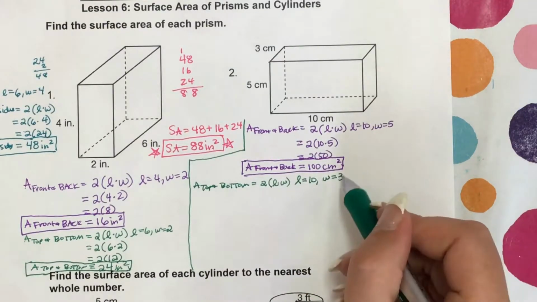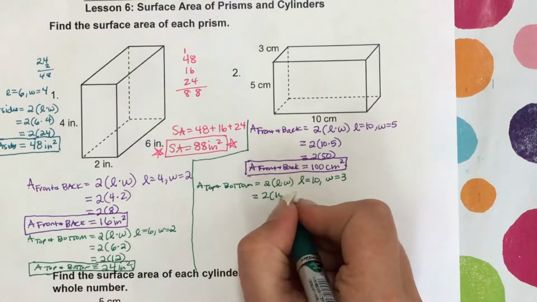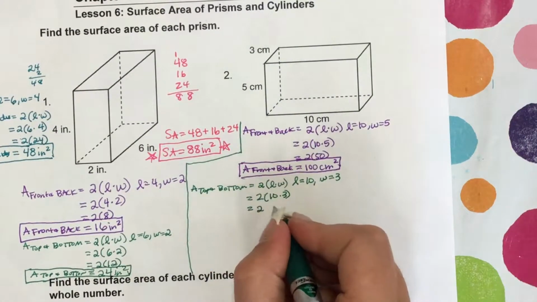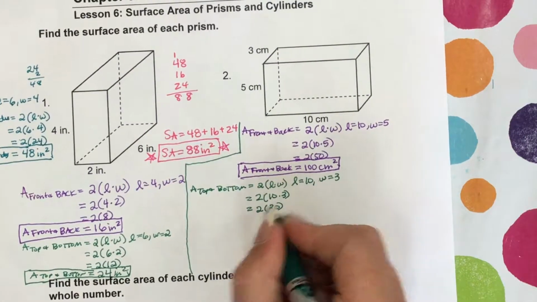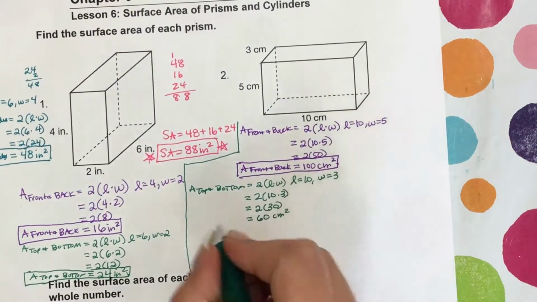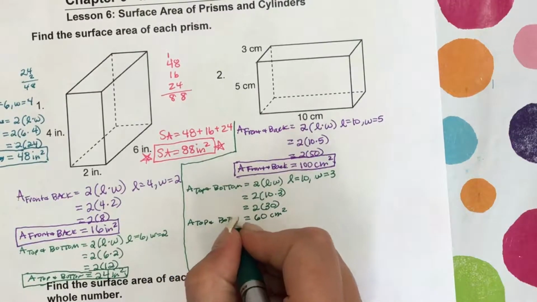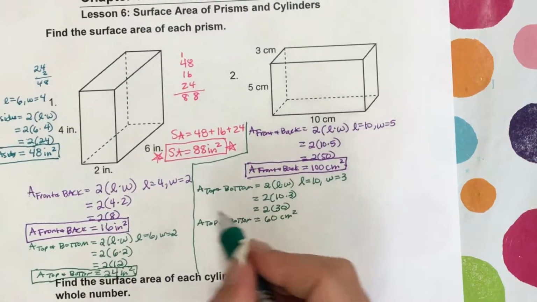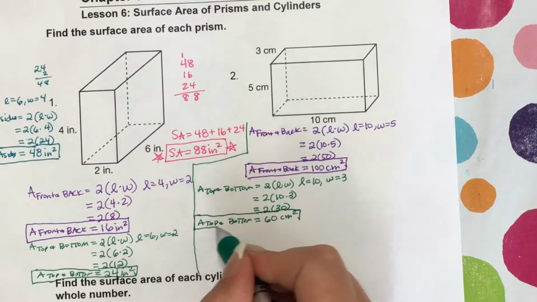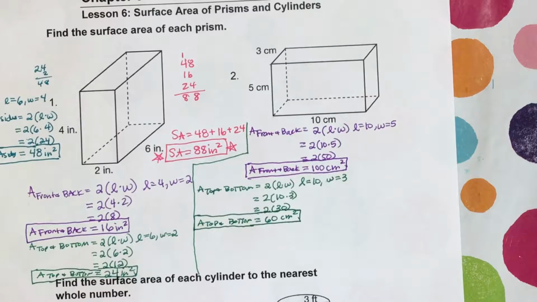Okay? And then we substitute those values in. We get 2 times 10 times 3. 2 times 10 times 3 is 30. And then 2 times 30 is 60. 60 centimeters squared is the area of the top and bottom. Both of those combined, that's what that is. So we did the front and the back, the top and the bottom. The only one that's left would be the sides.